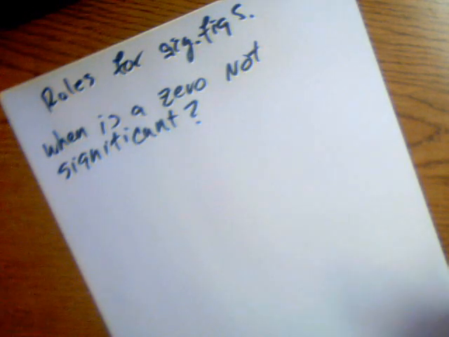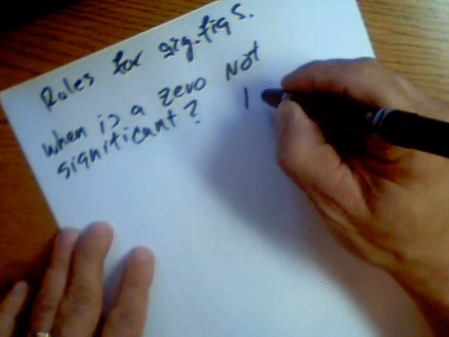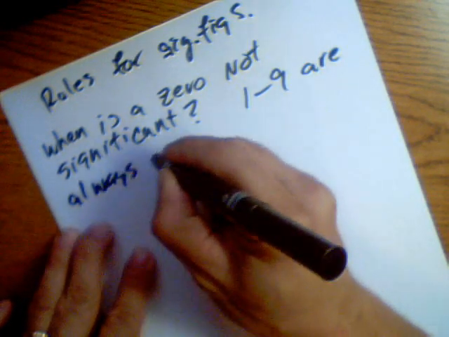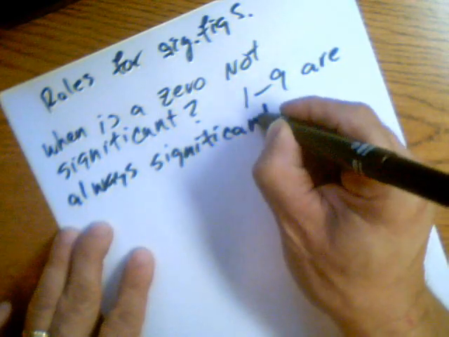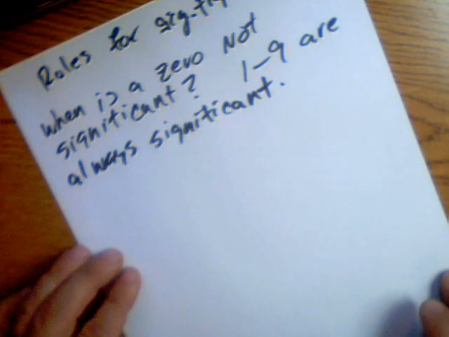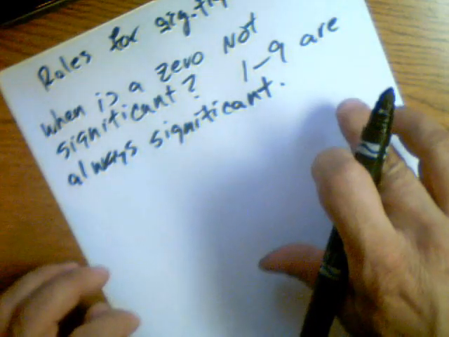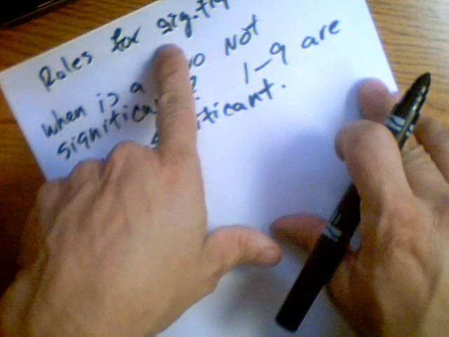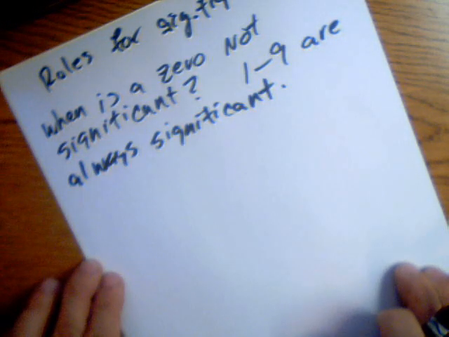The regular digits 1 through 9 are always significant. Okay, so the only one that's really going to be a problem is this 0. So really just watch your zeros, and you'll determine the correct number of sig figs. Why do we care? Well, because the number of sig figs determines how accurate a calculation is.